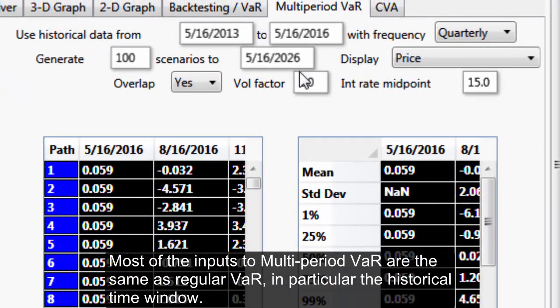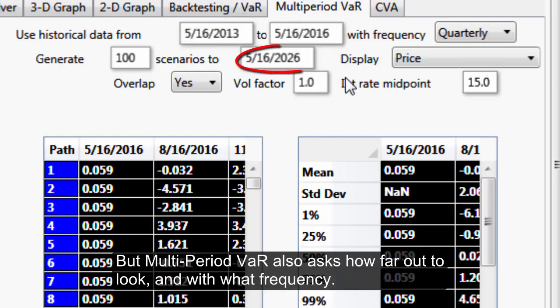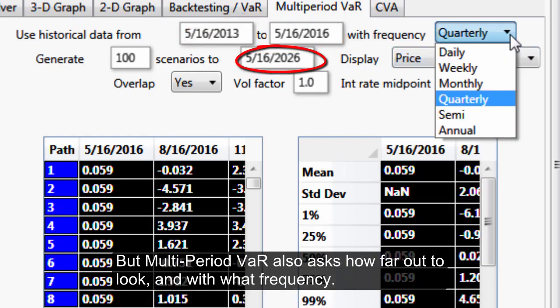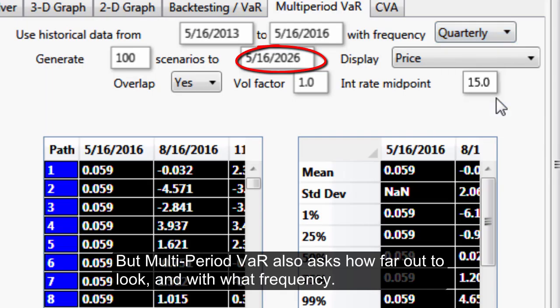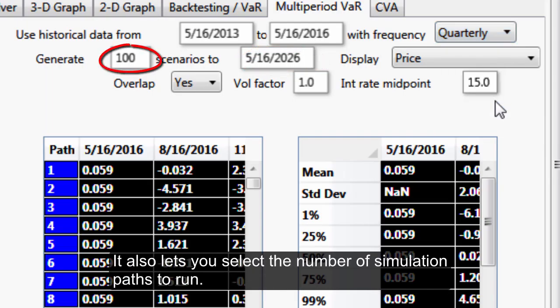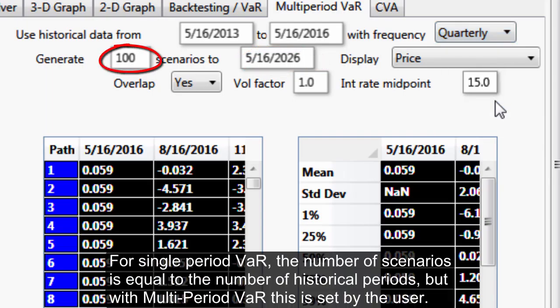Most of the inputs to multi-period VAR are the same as regular VAR, in particular the historical time window. But multi-period VAR also asks how far out to look and with what frequency. It also lets you select the number of simulation paths to run. For single-period VAR, the number of scenarios is equal to the number of historical periods, but with multi-period VAR, this can be set by the user.